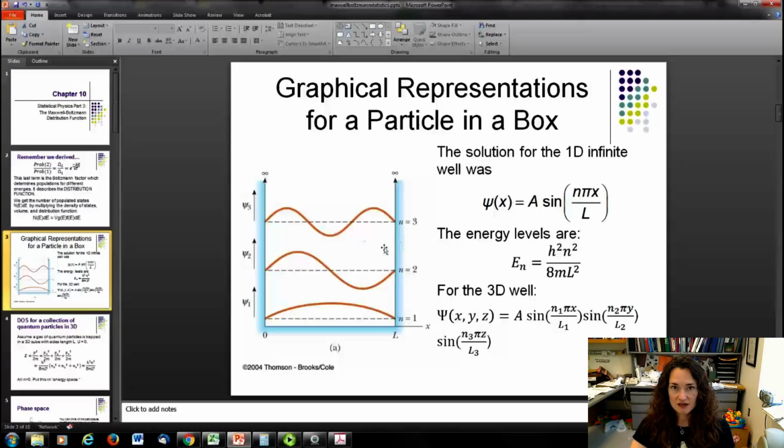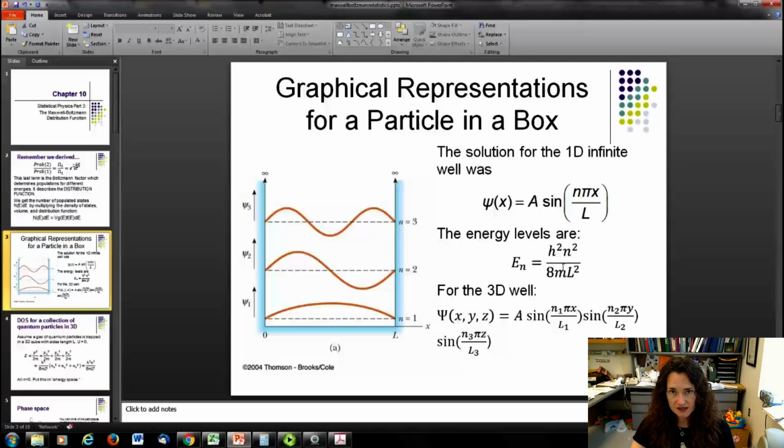That is what's confined. And it's really similar to the solution for waves on a string when you have both sides of the string tied down. So it's a sine function, sine of n pi x over L, where L is the length of the well and n is the energy level. And then the energies associated with the energy level n, we showed in Modern 1, are h squared n squared over 8mL squared, where h is of course Planck's constant and m is the mass of your particle.